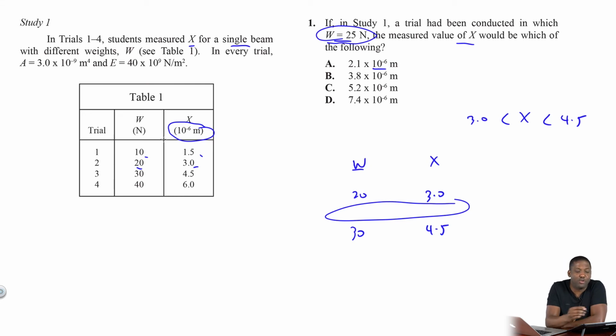So now 2.1 is not between 3 and 4.5, so we can get rid of A. 3.8 is between 3 and 4.5, so we love B. We can get rid of C and D. The answer to number 1 is going to be B.